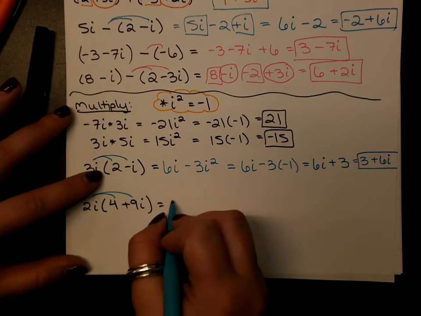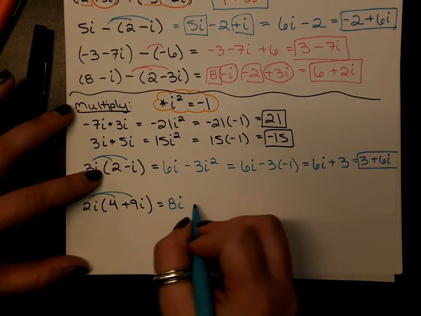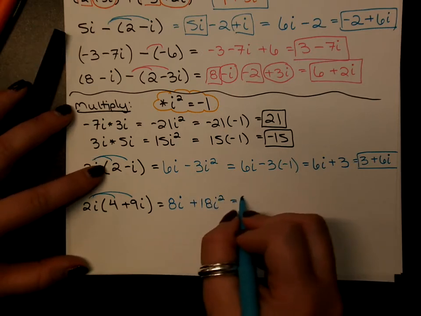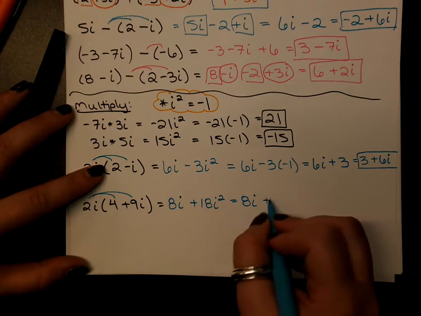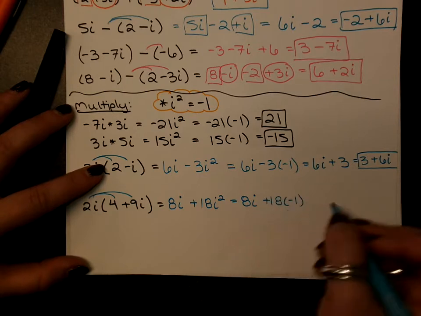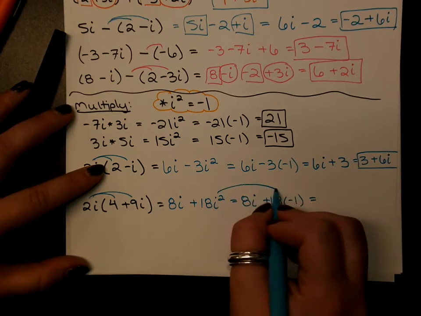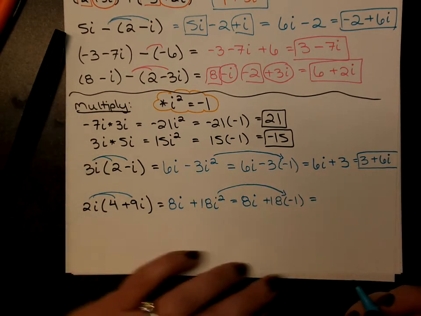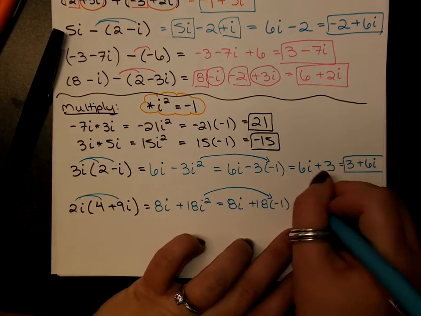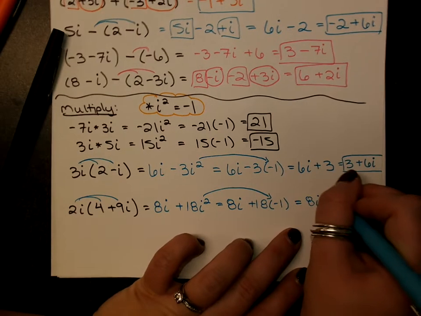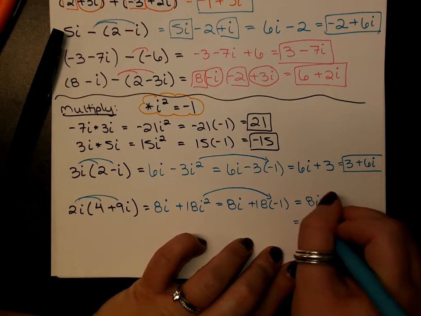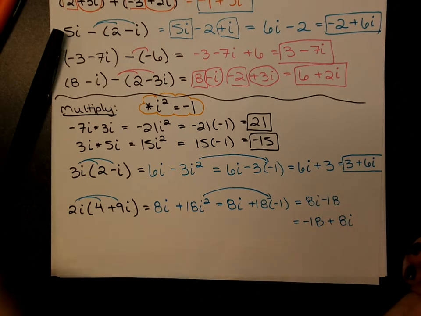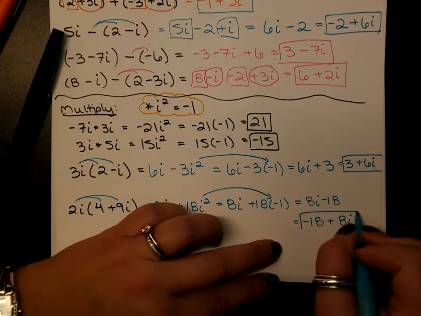If you feel comfortable, try the second one. Pause the video. If not, watch me. That's 8i plus 18i squared, which becomes 8i plus 18 times negative 1. So i squared immediately becomes negative 1. Same thing here. As soon as you see i squared, it becomes negative 1. This is going to give me 8i minus 18, and we write the real number first, and then the imaginary. So it's negative 18 plus 8i.